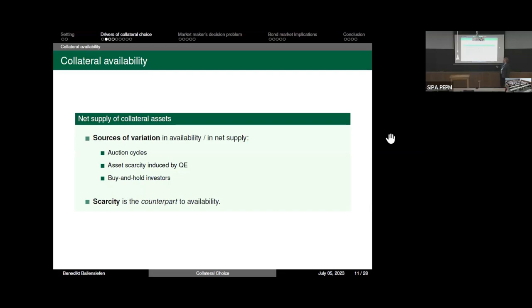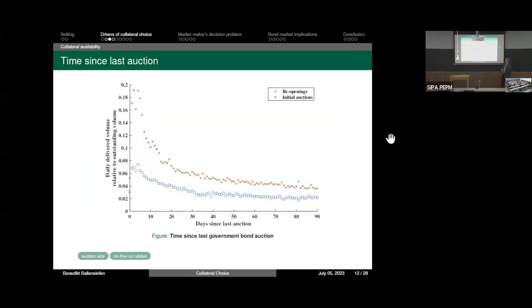So if you look at that graphically, what you see here is basically the delivery volume of the bonds into general collateral baskets relative to the time since auction. And what this 0.2 means is that basically 20% of what was auctioned on the bond is delivered into general collateral baskets on the first day after the auction. So basically, it's quite a sizable amount.